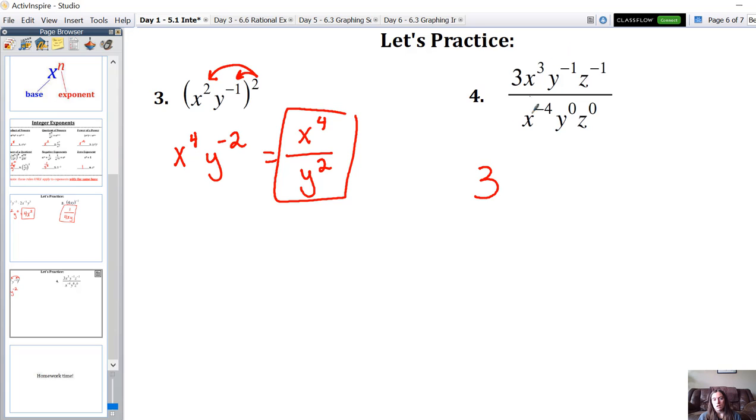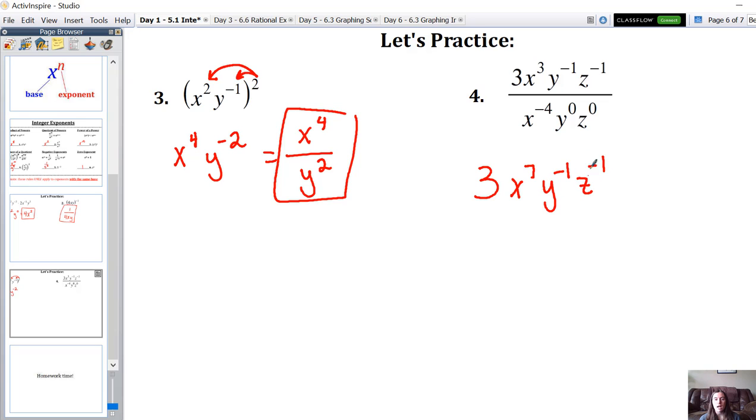Now we're going to focus on our exponents. For the power that goes with x, we have 3 and negative 4. We're going to subtract 3 minus negative 4, which becomes 3 plus 4. So now we have x to the 7. With y's, we've got negative 1 minus 0, which is still negative 1. And same thing with z, gets a negative 1.